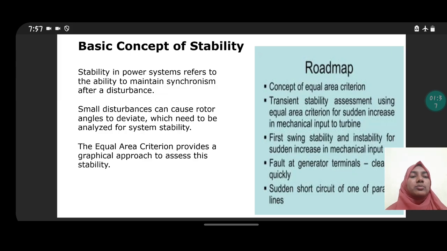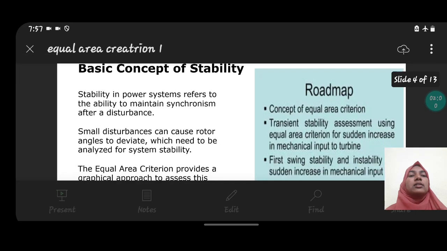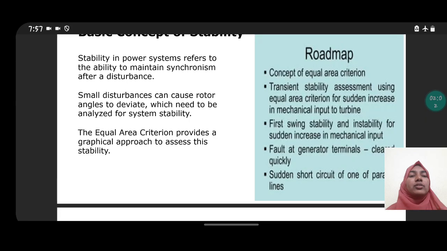So, basic concept of stability. Before going to the concept, we have to know about stability. Stability in power system refers to the ability to maintain synchronism after a disturbance. It means it has to maintain its synchronism before and after the disturbance. Like before disturbance, the machine has a number of rotations, and after the fault, the machine has to continue with the same number of rotations.